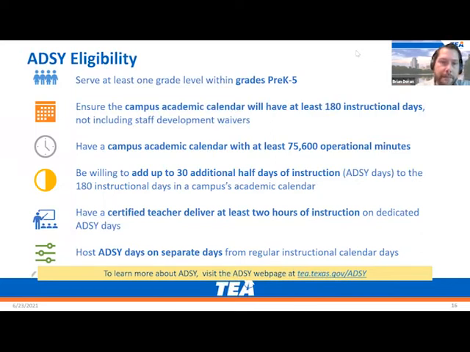And then finally, the ADSY days must be separate from regular instructional calendar days. So you can't kind of stack them on the same day. They need to be distinct so you're getting beyond the 180 days themselves.